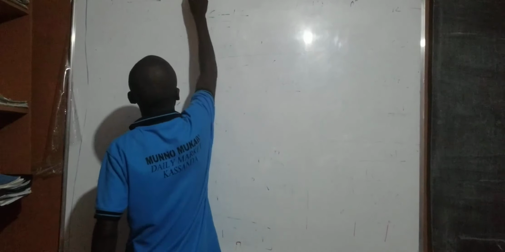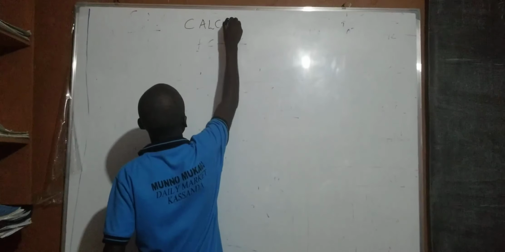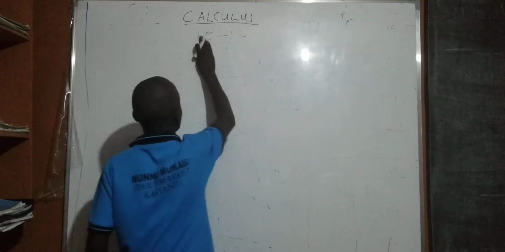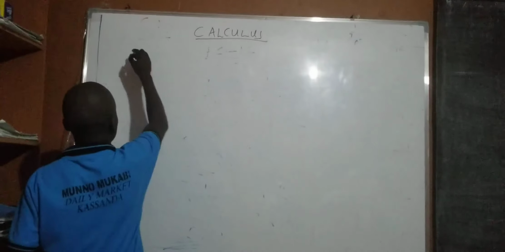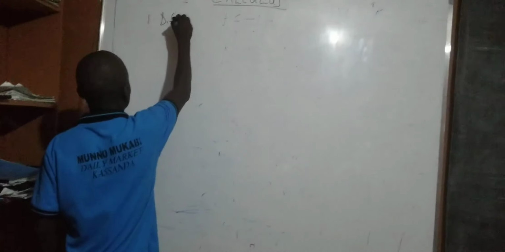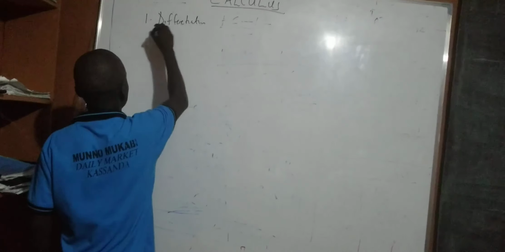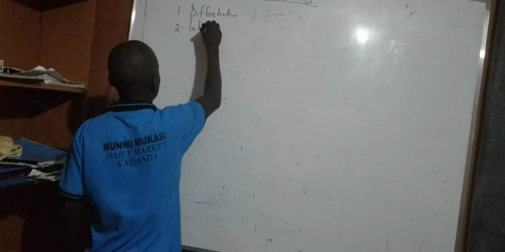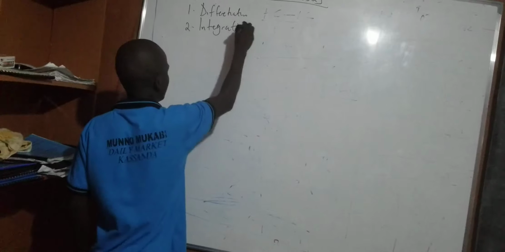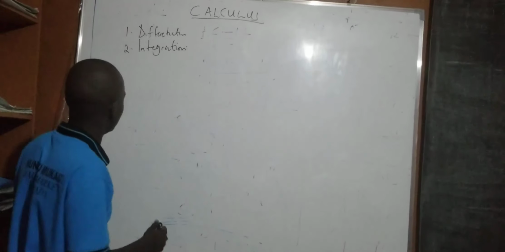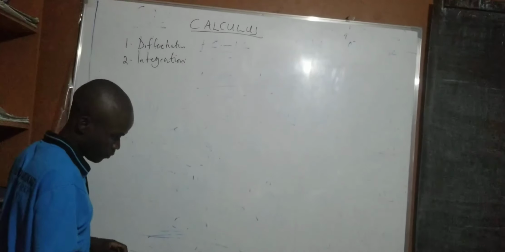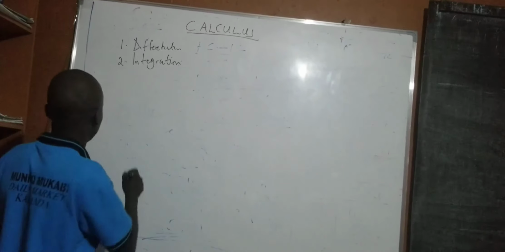Today we are looking at calculus. Basically, calculus has two main branches, that is differentiation and the second branch is integration. Calculus deals with rates of change of various functions. So let's first list the course outline, then we shall look at each part by part.